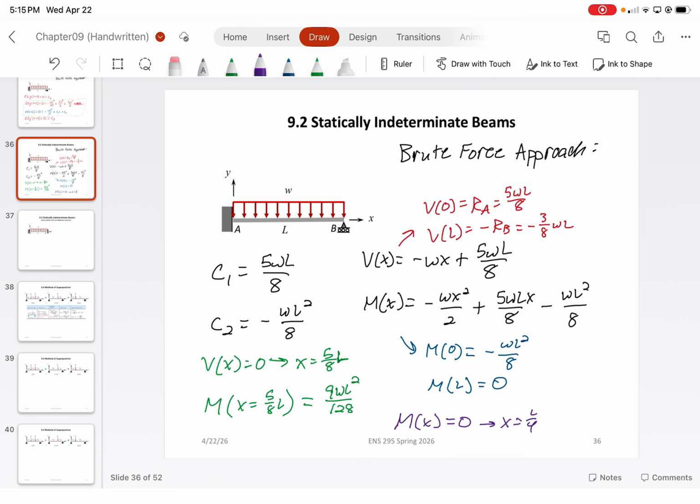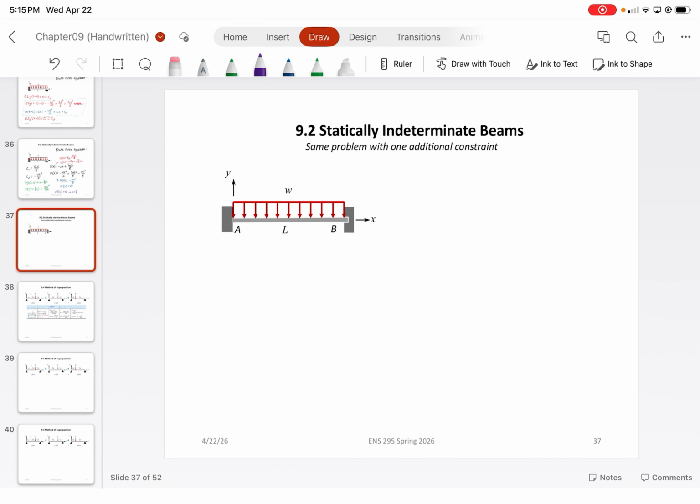All right. Next problem. This time we've got an additional constraint added to the problem. It's a fixed beam. So what does this mean? How many unknowns are we going to technically have at this point? Yeah, more like 4, which means there are 2 additional unknowns that we need to solve for.